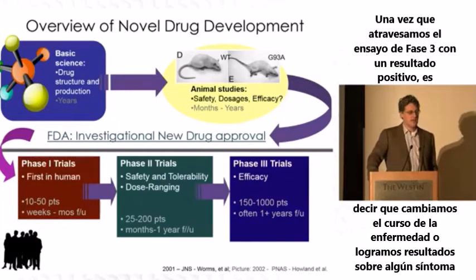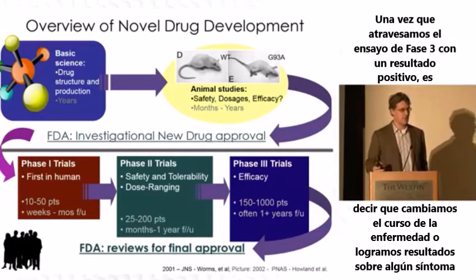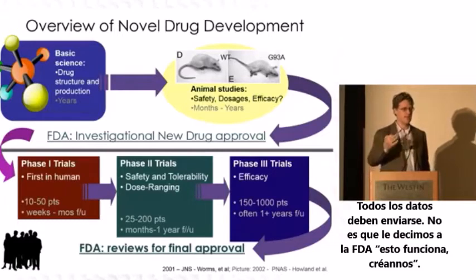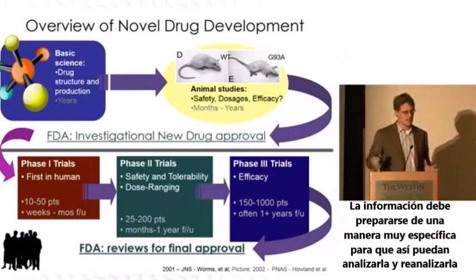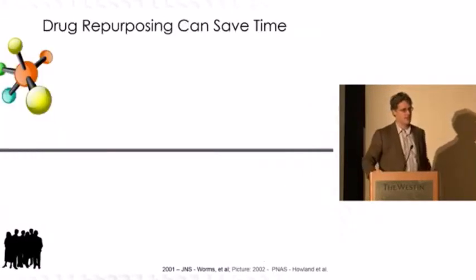Once we get through a phase 3 trial, if we have a positive result, that is, we've changed the course of the disease or had an effect on the symptom, if that's what we're targeting, then we send that data to the FDA to review for final approval. And all of the data gets sent. It's not sort of, well, it worked, and here, believe us. The data has to be set up in a very specific way so that they can analyze and reanalyze that data, and they typically require 2 trials that show the same thing. And then we can get to people, to sort of broader population outside of trials.